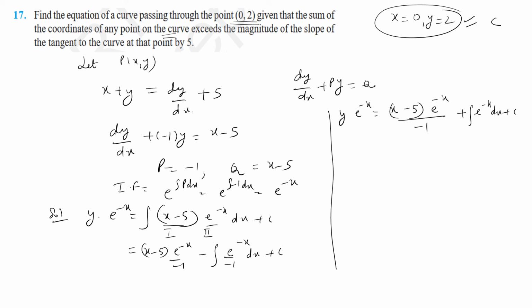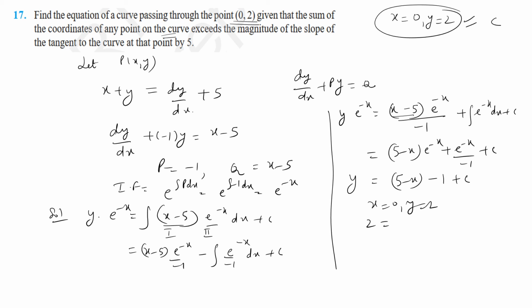So we will shift these terms so that the sign is settled. E to the minus x plus e raised to power minus x upon minus 1 plus c. So let us divide by e raised to power minus x, so it will become 5 minus x, okay, it is 5 minus x, and this will be minus e raised to power minus x, so it will be minus 1 plus c. So let us put the condition x is 0, y is 2. So y is 2, x is 0, so it is 5 minus 1 plus c. So c is equal to 2 minus 4, which is minus 2.